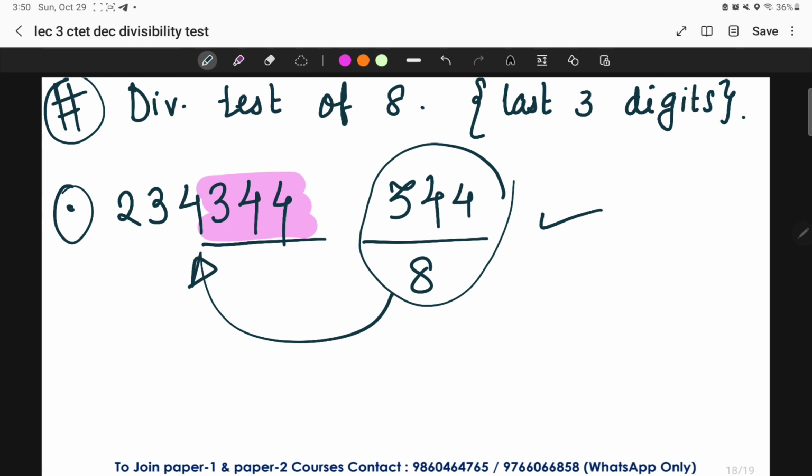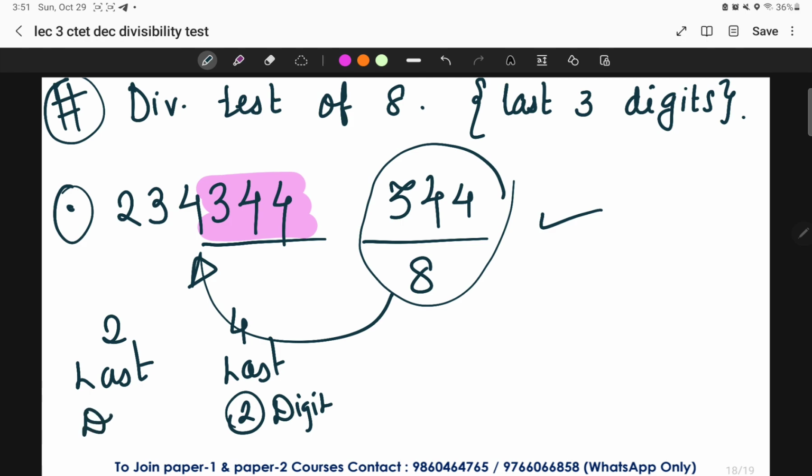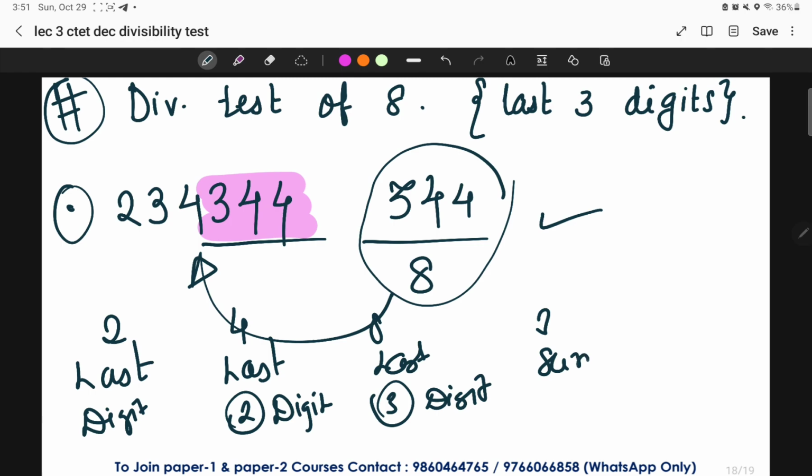Okay, students, the rules are very simple. You just have to plan a proper way in which you are going to learn these rules. As in case of 2 we have seen the last digit, in case of 4 we have seen the last two digits. In case of 8, what are we going to see now? The last three digits. This is the manner in which we can study it. In case of 3, we take the summation and divide it by 3. In case of 9, we have taken the summation and divided it by 9.